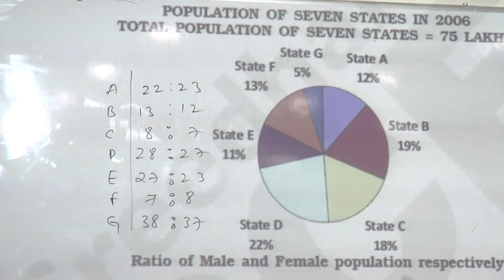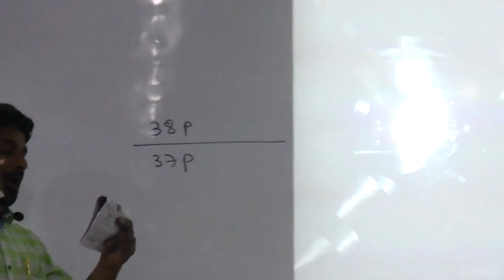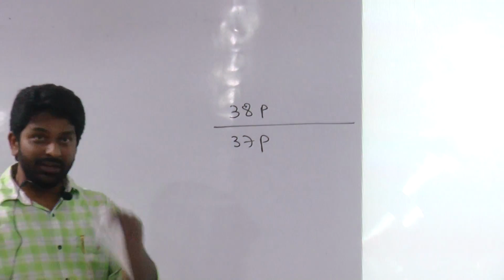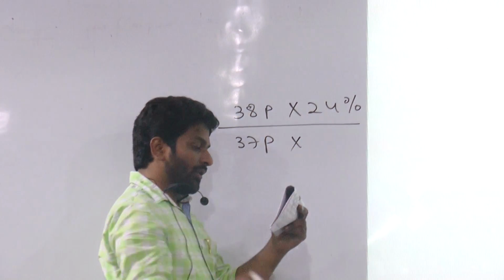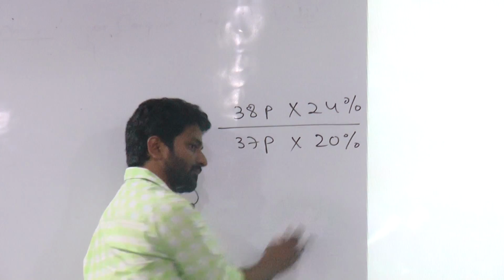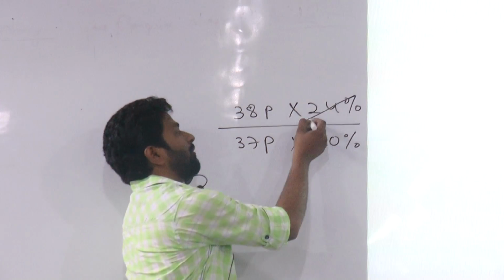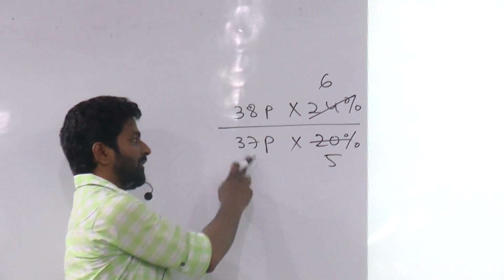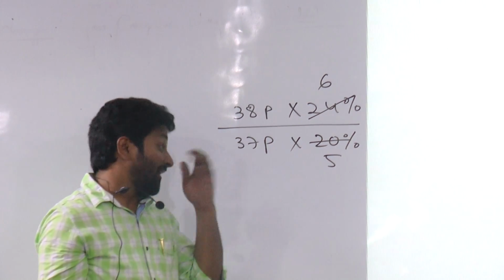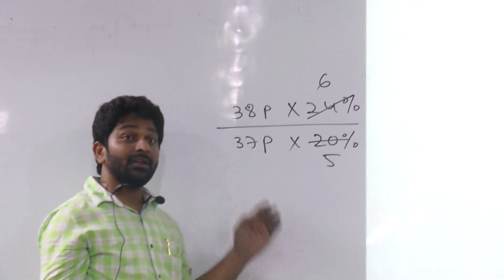How many males do we have? 38 parts. And female? 37 parts. Out of male, what percent are studying in school and colleges? 24% of this. And out of female? 20%. That's it. 4, 6 times, 5 times. Any more cancellations? No. 37, 5 times. Take 10 times and then make it half. 10 times of this number is 370, half of 370.